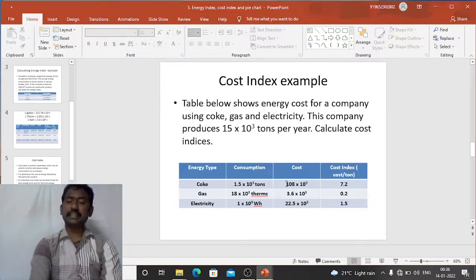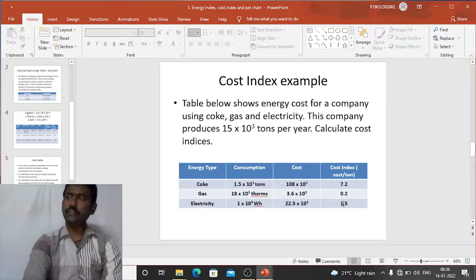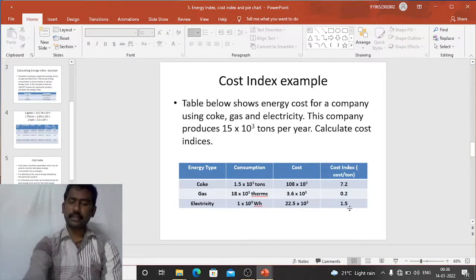Then what is the cost index? Sorry, 108 divided by 15 and 3.6 divided by 15 and 22.5 divided by 15. Directly we get the cost indexes: 7.2 and 0.2 and 1.5. If you want to get the percentage, then we can add all these, 7.2 and 0.2 and 1.5. Similarly, we got 8.9. And for individual, 7.2 divided by 8.9, 0.2 divided by 8.9, and 1.5 divided by 8.9, like that.